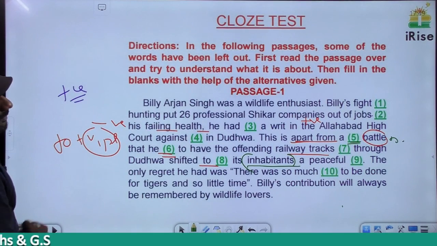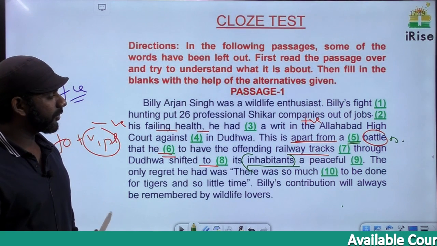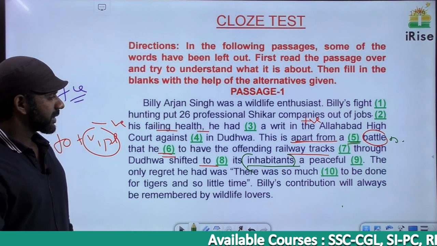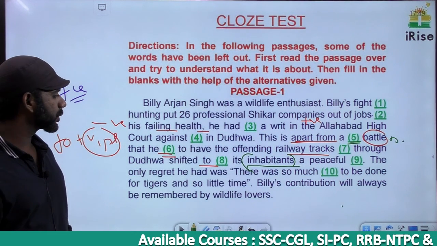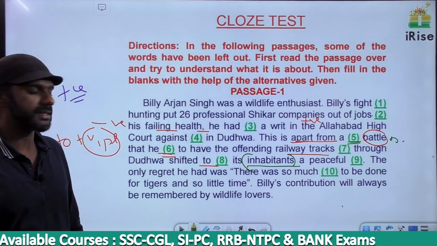So this is apart from a relentless battle that he waged to have the offending railway tracks. Did he fight a battle? Correct. To have the offending railway tracks running through Dudhwa shifted to ensure its inhabitants a peaceful existence.